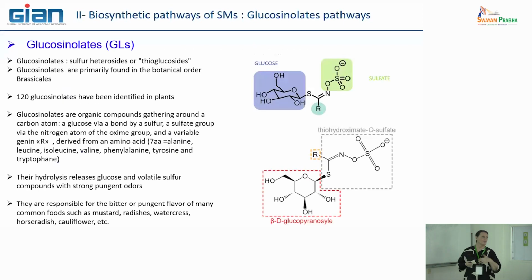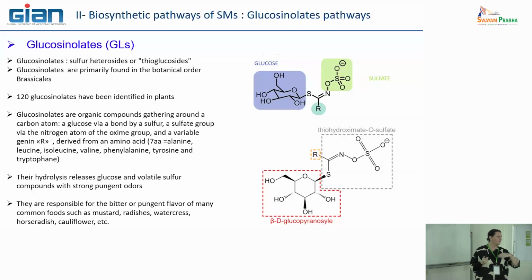But just to show you what a glucosinolate is: a glucosinolate is a sulfur heteroside, or what we call a thioglucoside. It means that you have here an aglycone, and this one is linked with a glucose via a thiol link, and it is also linked with a sulfate group, with an amine. This is the natural structure of a glucosinolate. This type of organic compound is very important because they are quite small and can be easily hydrolyzed in the cells. That can give new molecules of glucose too.